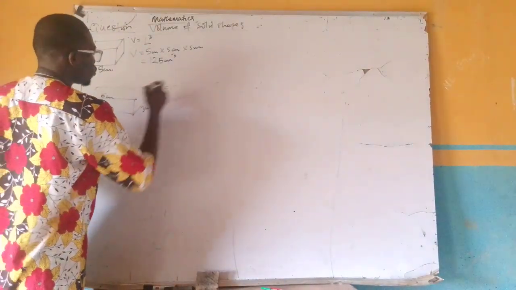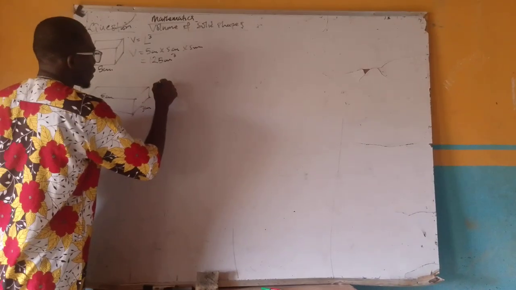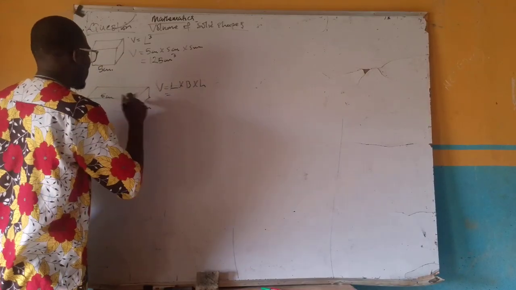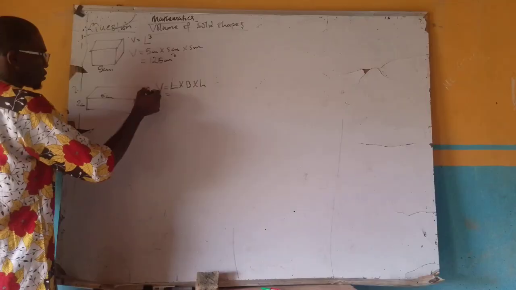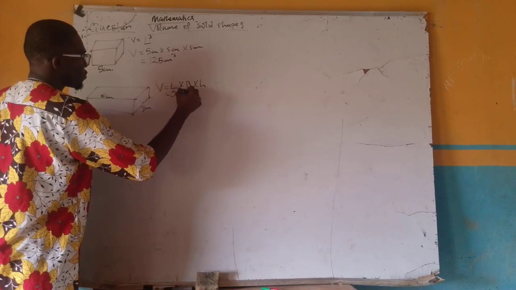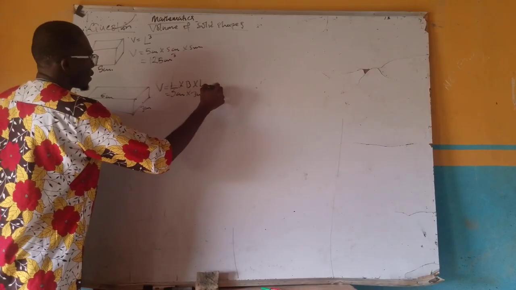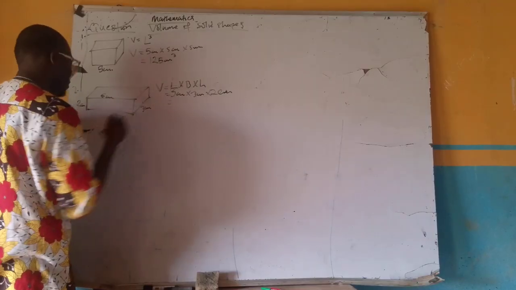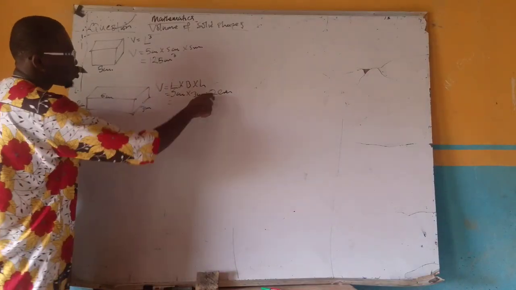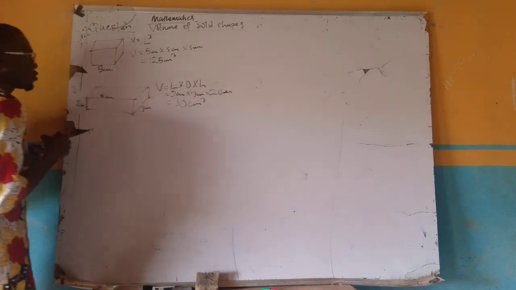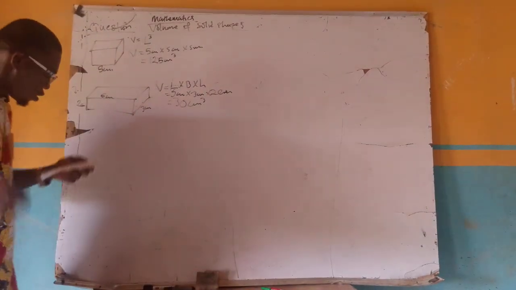The volume of this shape is not difficult. There's a formula for it: L times B times H. So length times breadth, that's for the base, then times the height. That is 5 centimeters, the longest side, times 3 centimeters times 2 centimeters height. 5 times 3 is 15, and 15 times 2 is 30. So 30 centimeters cubed. We have done the cube and cuboid, so let's go to the next shape.